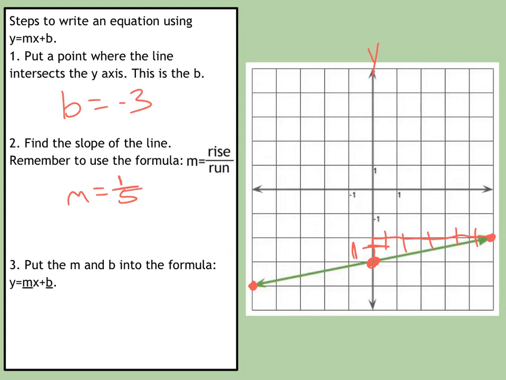And then my third step is to put the m and the b into the formula y equals mx plus b. So I'm going to write y equals, I plug in my m, which is 1/5, x, and then my b is -3, so I'm going to write -3.